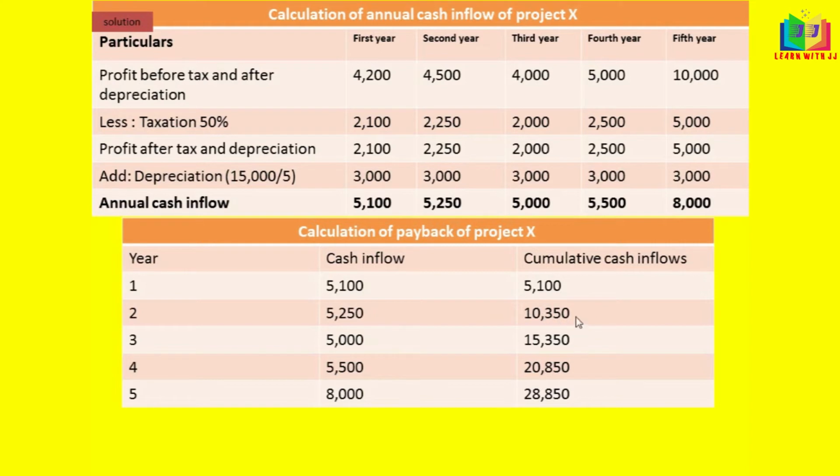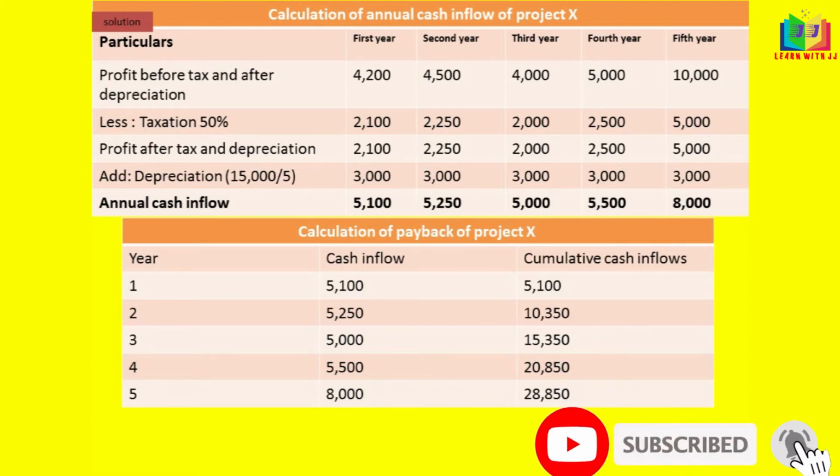And for the third year, 10,350 plus this 5,000 will get 15,350. And fourth year, 15,350 plus this 5,100 will get 20,850. And 20,850 plus this 8,000 will get 28,850. That is the cumulative for fifth year. I hope now you can calculate this cumulative cash inflows, right?